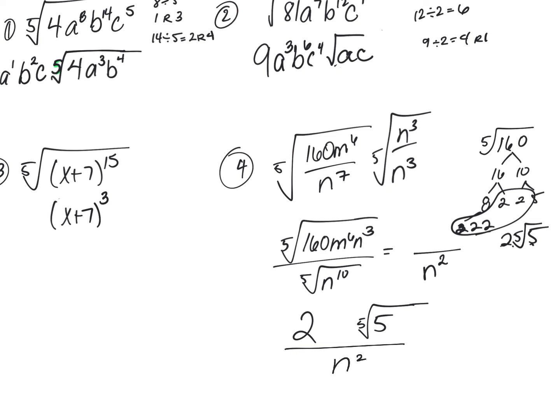Now, what about m to the 6th? What about that m to the 6th? 1 remainder 1. So I have m on the outside and m on the inside. Can I divide the 3 by the 5? No. So n cubed stays inside. So that's my final answer.